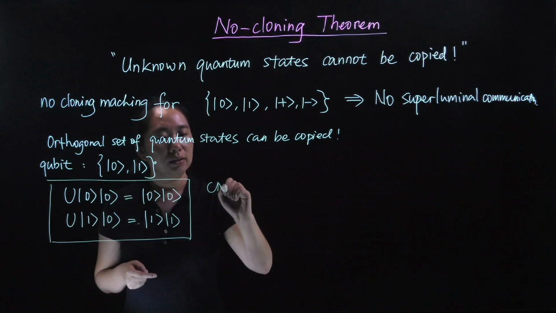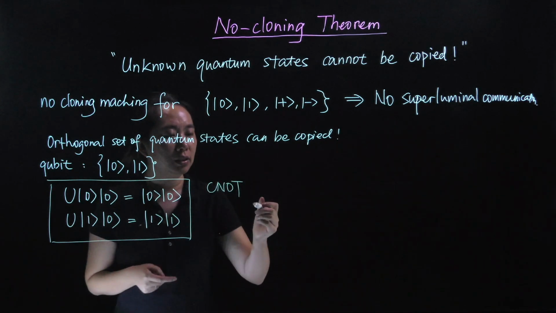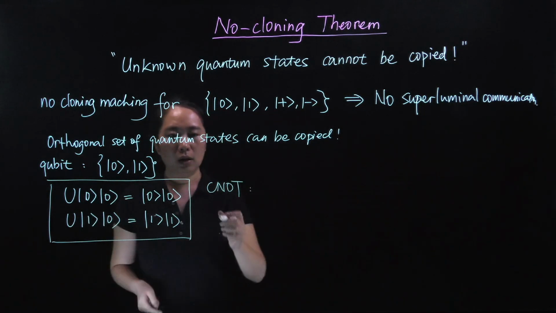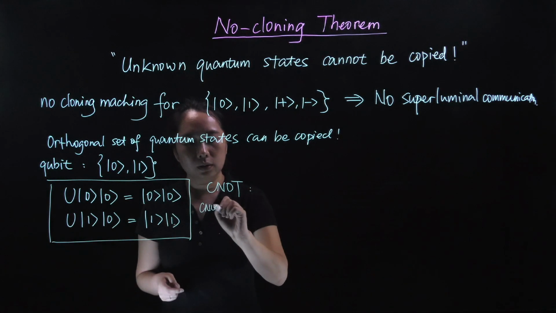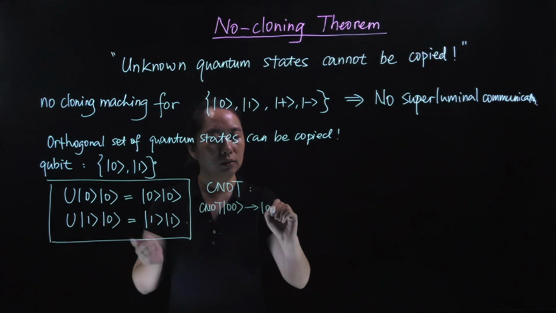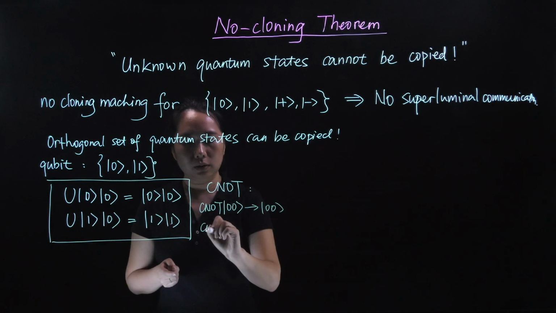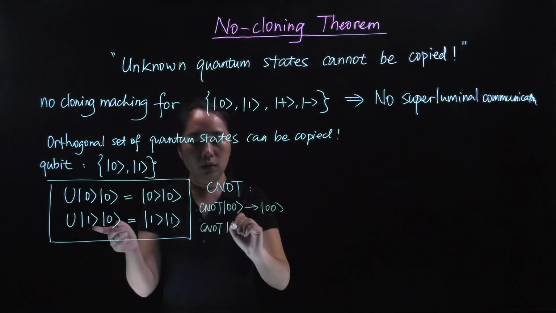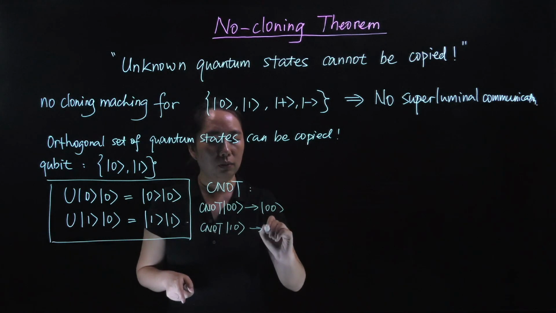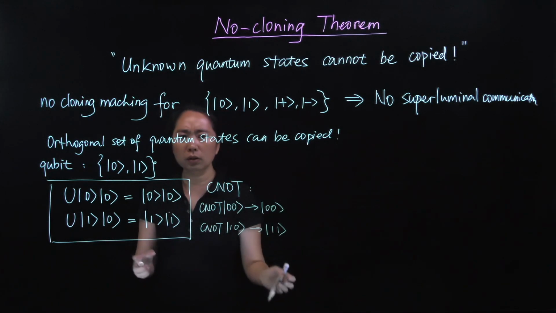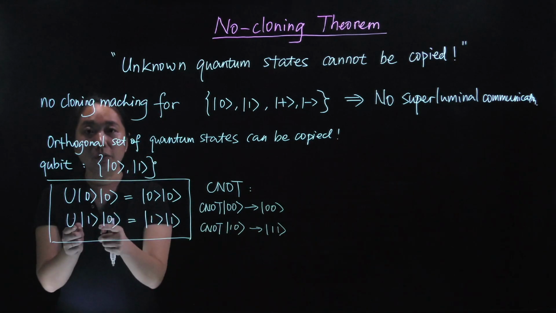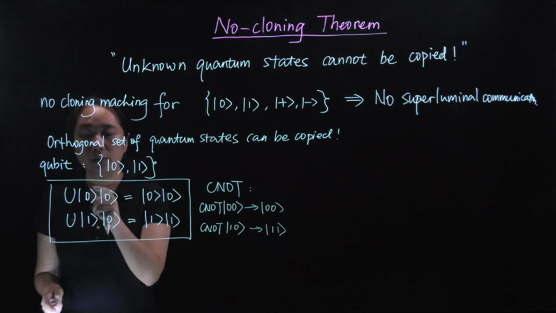Okay. So there are many quantum operations that can actually implement this. The CNOT gate, or the CNOT operation that we have seen previously, is one such example. So if the CNOT operates on 0, 0, it will give us 0, 0. If CNOT operates on 1, 0, it would flip the second qubit and give 1, 1. So this type of quantum operation can make copies of the orthogonal set of quantum states 0 or 1.